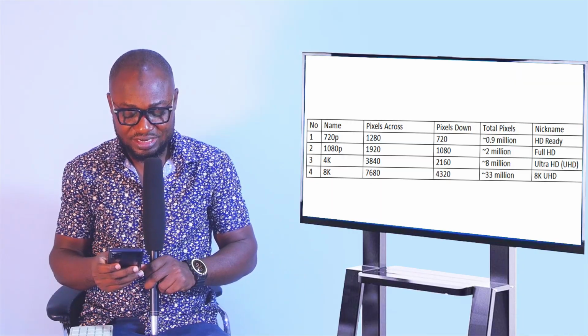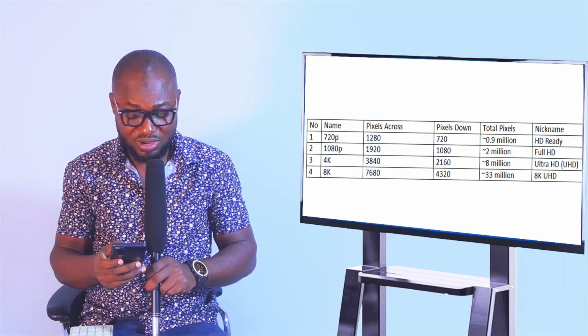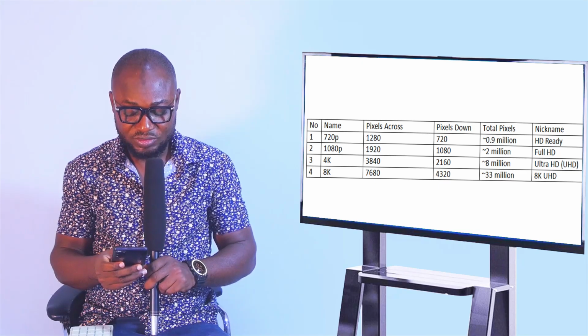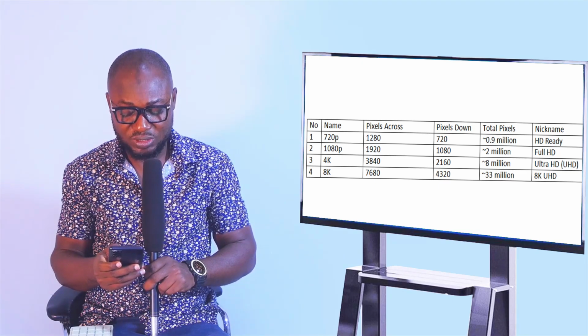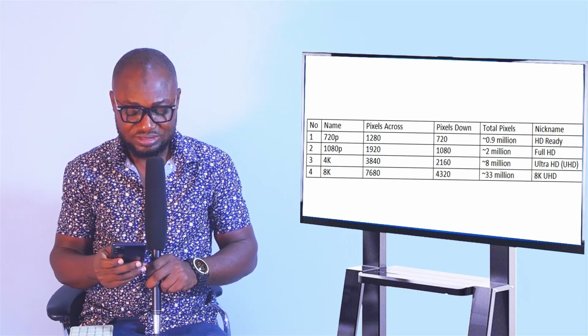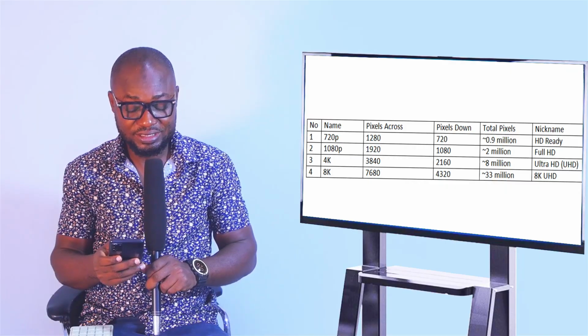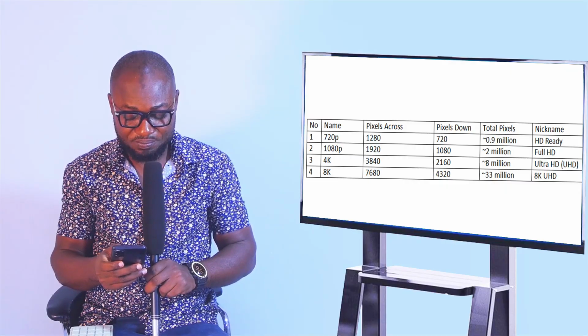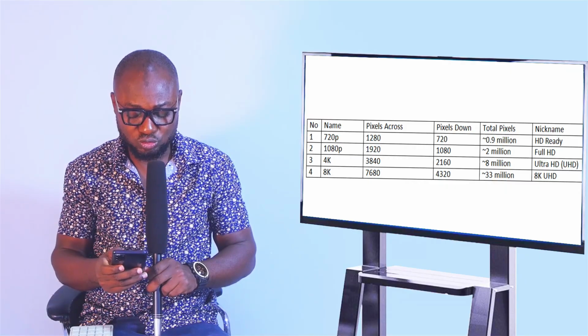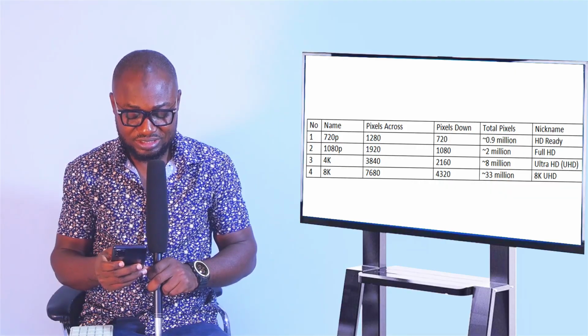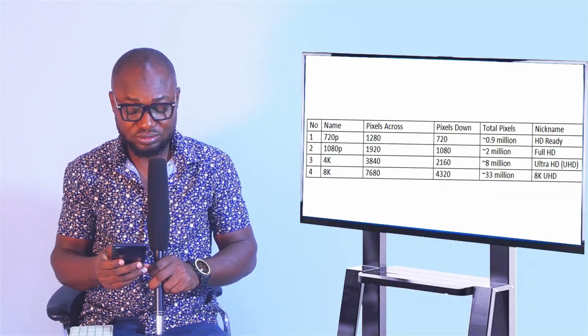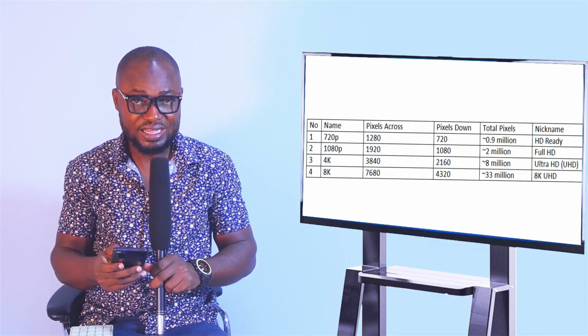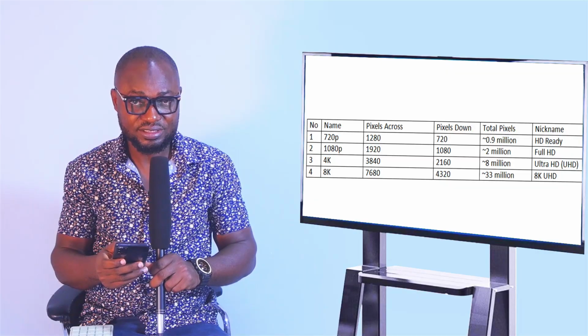Item number 1 is 720p, the total pixels is 0.9 million. Number 2 is 1080p, and the total pixels is approximately 2 million. And the camera settings: the higher one gives higher quality images and videos.